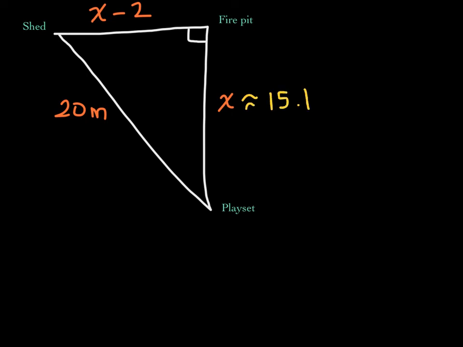15.1 meters. That means this distance here from the fire pit to the shed is 15.1 minus 2. I mean, about, right, everybody? So it's about 15.1 minus 2. So it is about 13.1, approximately 13.1 meters between the fire pit and the shed. Okay, everybody? That was a little bit of work, but it was very rewarding. It was fun.